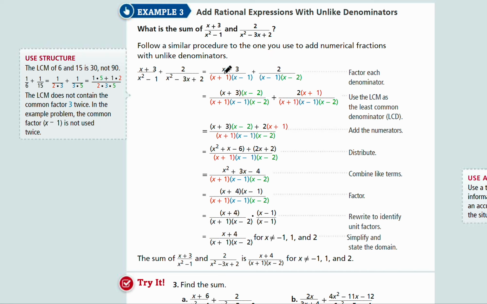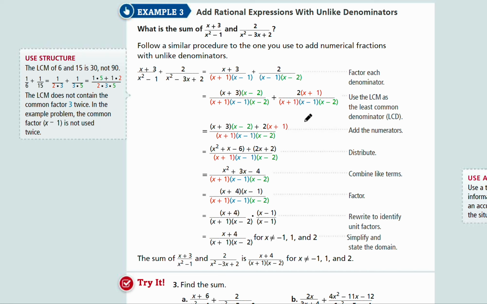And whatever factors we don't have in a denominator, we're going to multiply by in the numerator too, because in order to make the same denominator and match our denominators, we have to multiply by that factor over itself, which is 1, right? So that we don't change the fraction. So multiply x minus 2 over x minus 2 on the first fraction, and multiply x plus 1 over x plus 1 in the second fraction.